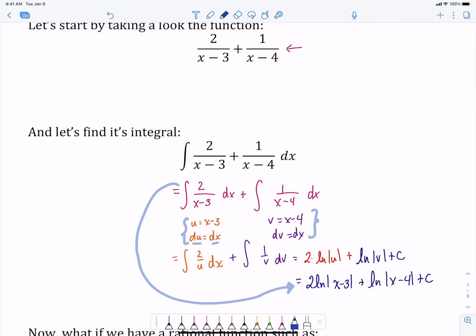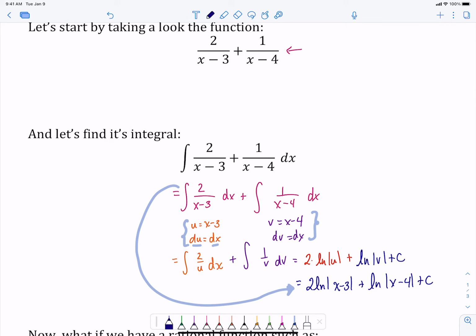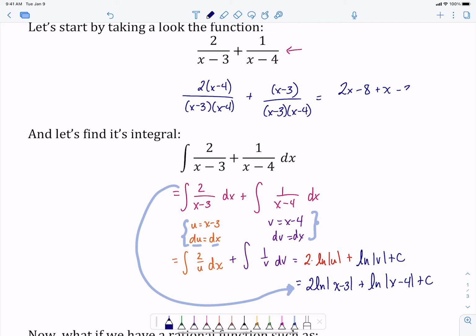Now, this isn't normally how we see rational functions. Normally, what we see with our rational functions is that we've gotten a common denominator and we have added the numerators. So here we are getting a common denominator of x minus 3 times x minus 4. And so the numerators end up being 2x minus 4 as that first fraction, and then x minus 3 for our second fraction.